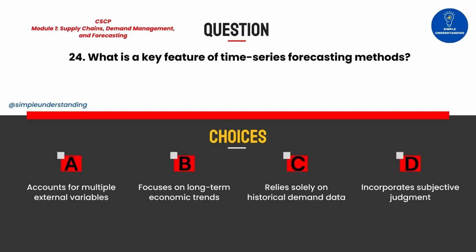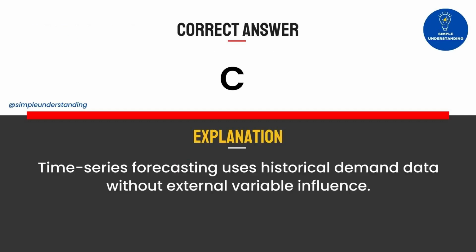24. What is a key feature of time series forecasting methods? A. Accounts for multiple external variables. B. Focuses on long-term economic trends. C. Relies solely on historical demand data. D. Incorporates subjective judgment. Correct answer: C. Explanation: time series forecasting uses historical demand data without external variable influence.